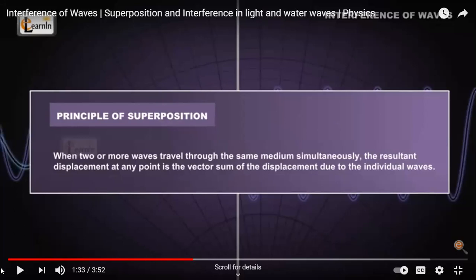Say for example, if you have n number of sources, that means n number of waves are being superimposed, then you can write it as y is equal to y1 plus y2 plus y3 plus y4 plus and so on up to yn, if there are n number of sources.